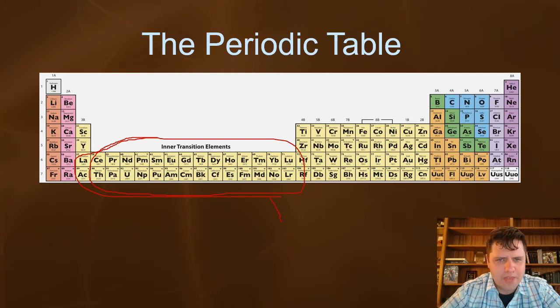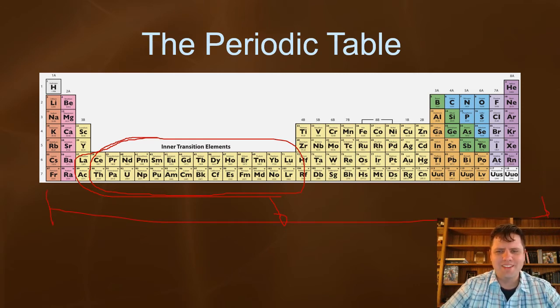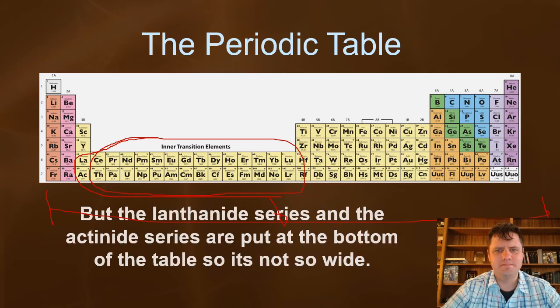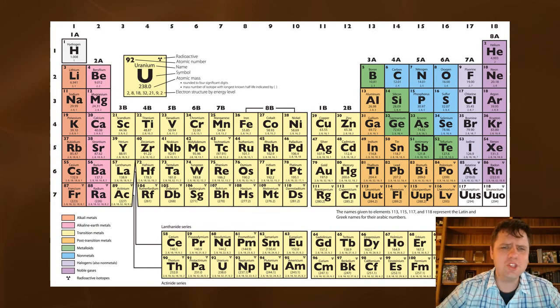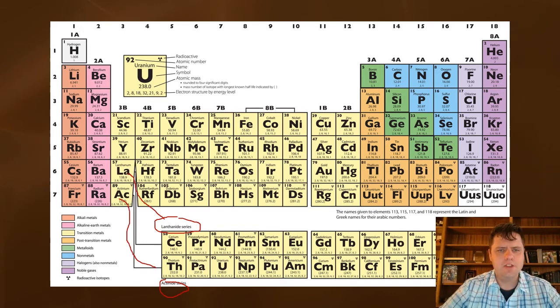These guys are put at the bottom because notice how wide the chart has to be in order to include those. So usually what you see is what you'll see on the next slide. You see the lanthanide series and the actinide series are put at the bottom of the table so it's not so wide. So this is what you normally see, where the lanthanides and the actinides, they're called lanthanide because they come from the La, and actinide because they come after actinium. So these two are usually found here at the bottom of the periodic table, but they would otherwise fit right in there where the table splits. That's what they're referring to in the song that you just heard.